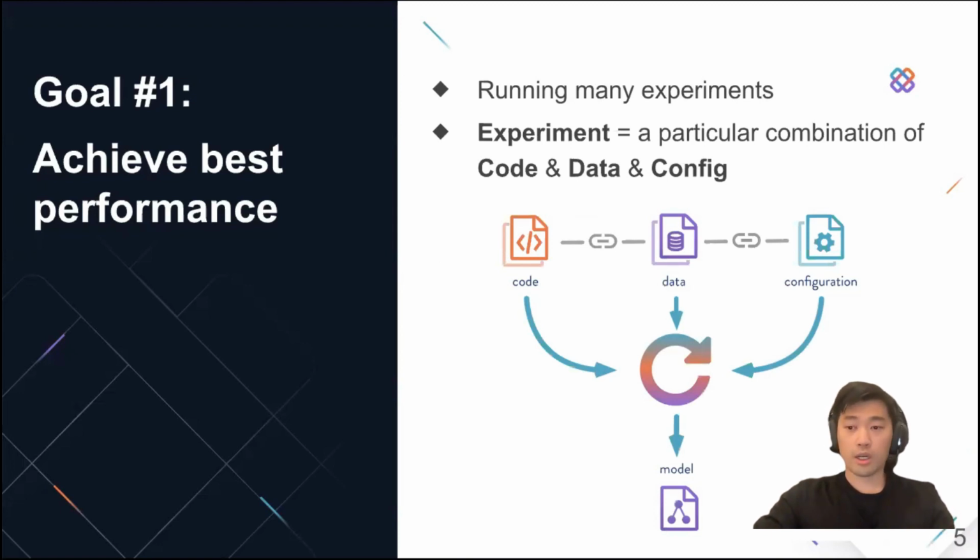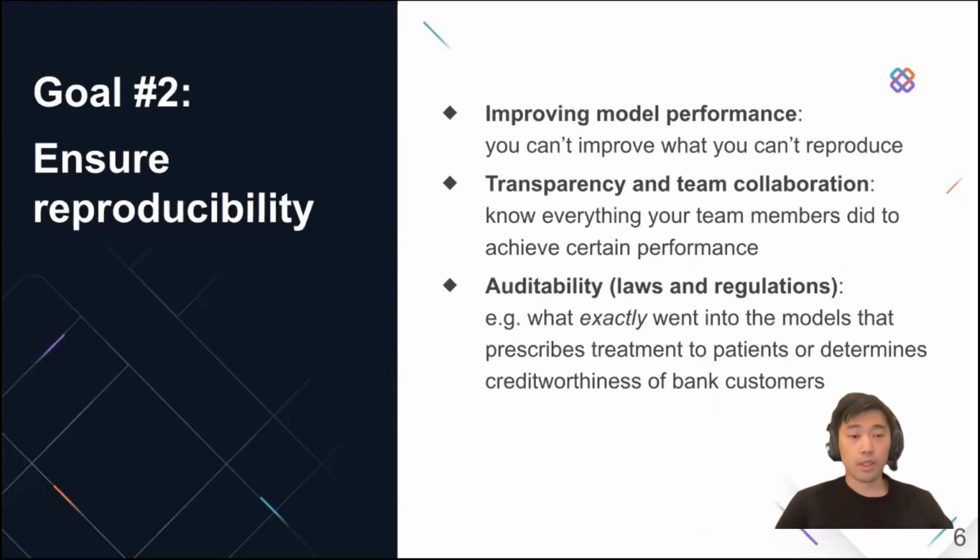And within the context of this entire talk, when I say an experiment, what I really mean is a very particular combination of code, data, and configurations. So it's not just an experiment, meaning a set of hyperparameters. I mean it more in the global sense. A second goal is we do want to achieve reproducibility.